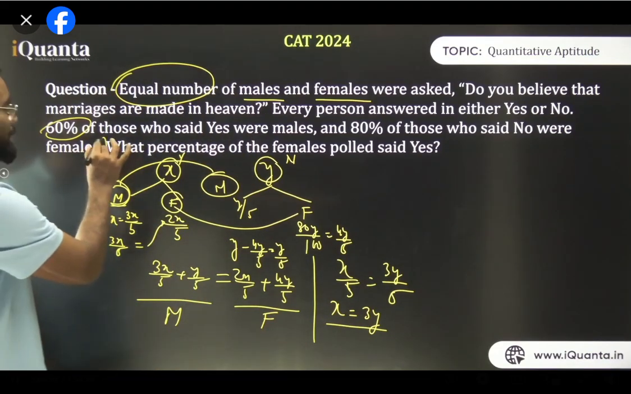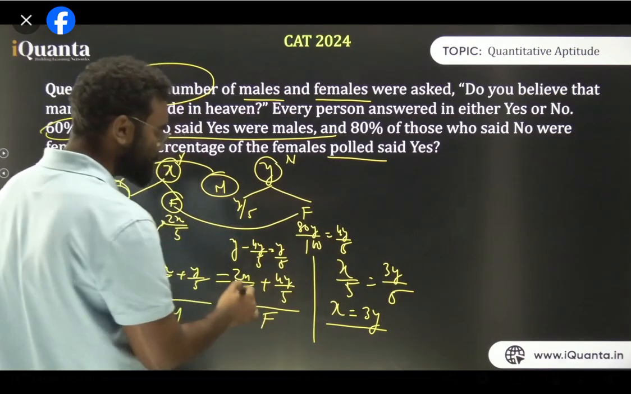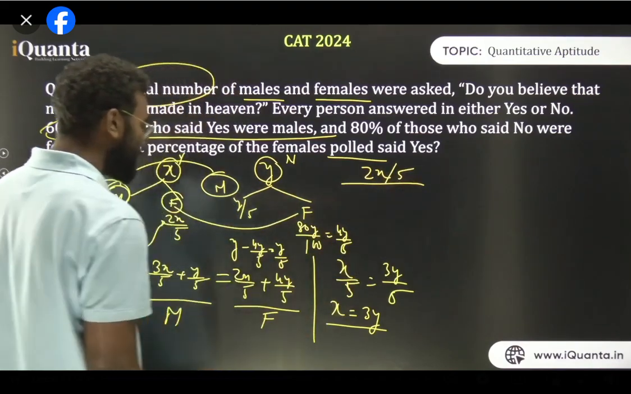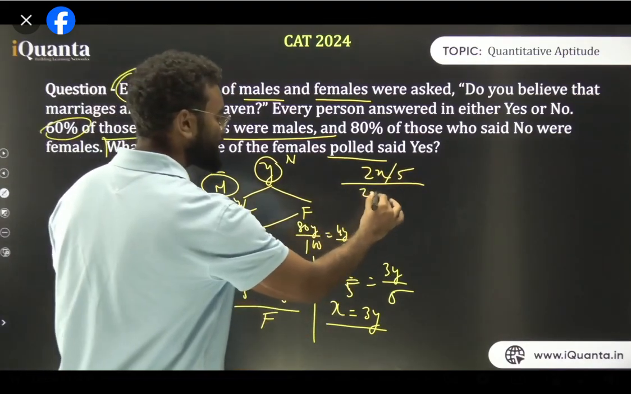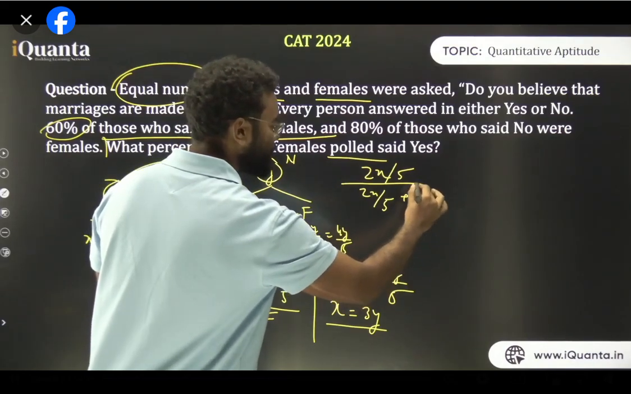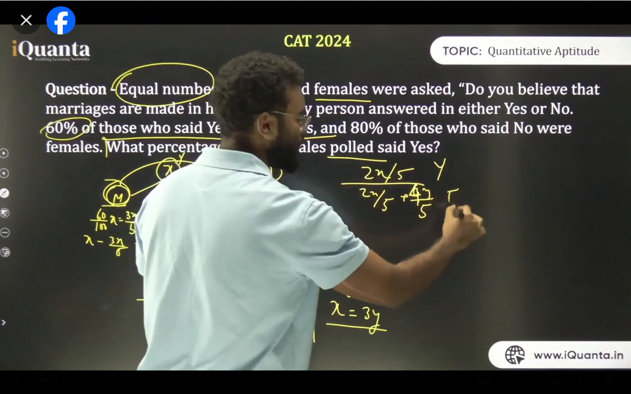Now the question is what percentage of the females polled said yes. The number of females who said yes is 2X upon 5, and the total number of females is 2X upon 5 plus 4Y upon 5. So this is the females who said yes, and this is the total number of females.